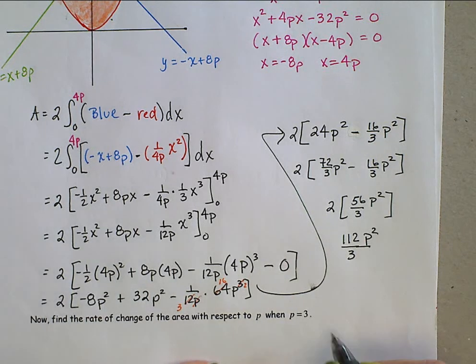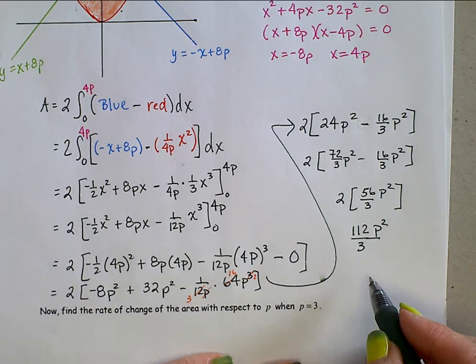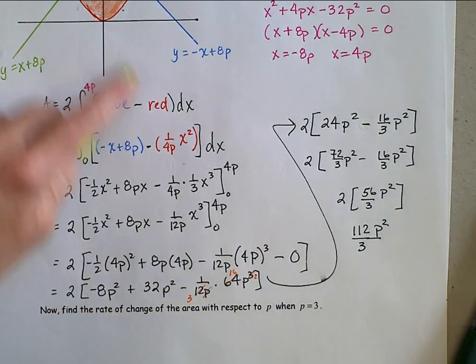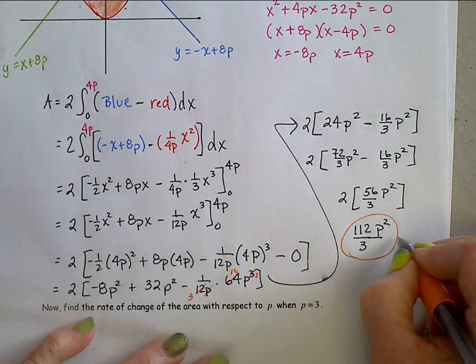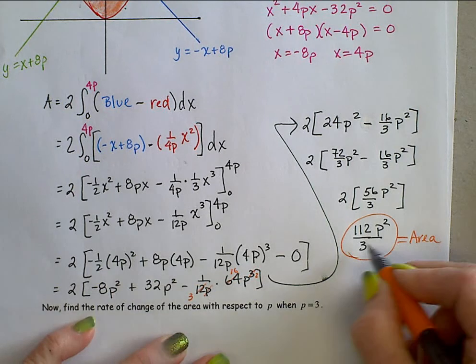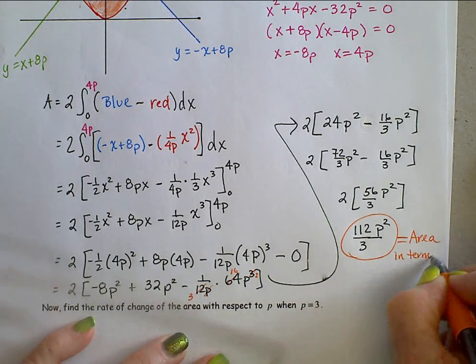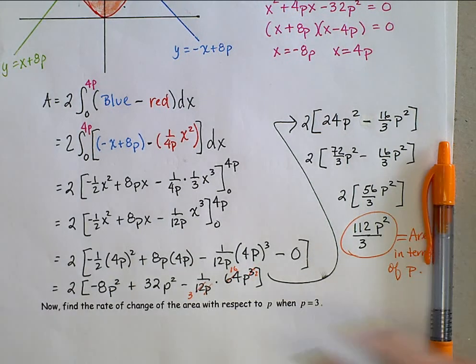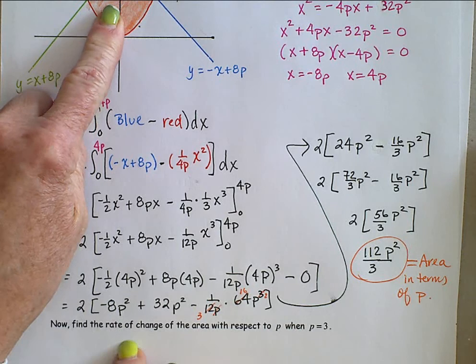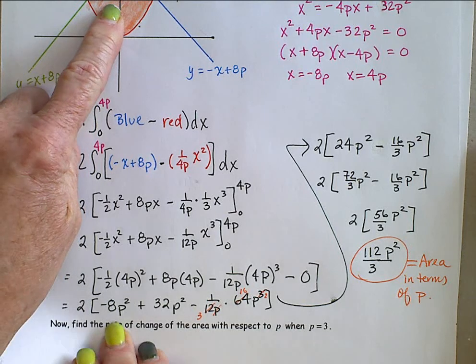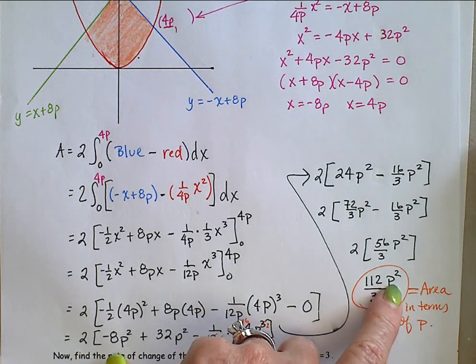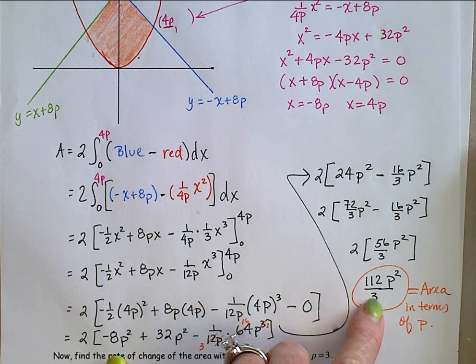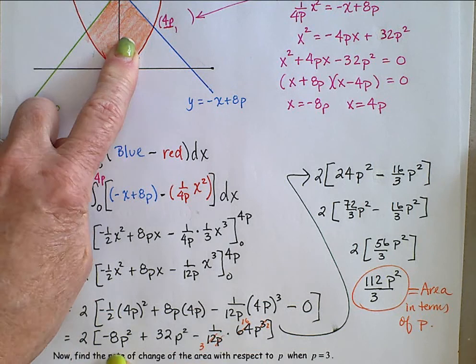Oh boy, what's that? That's the area. That's what we were looking for all the way back up at the beginning. This is your area in terms of P. So if P was 1, then the area of this shape will be 112 over 3. If P is 2, then your answer is going to be 112 times 4, so what's that? 448 over 3. So the area of this is dependent on what that P value is.